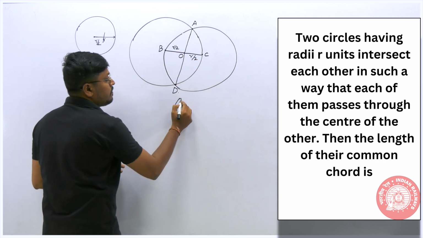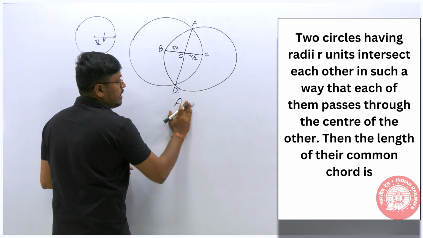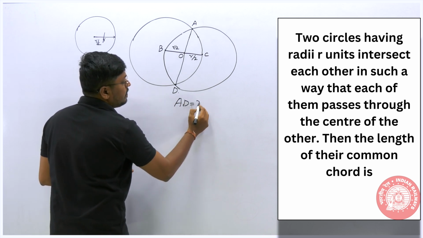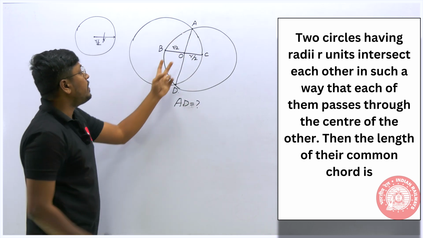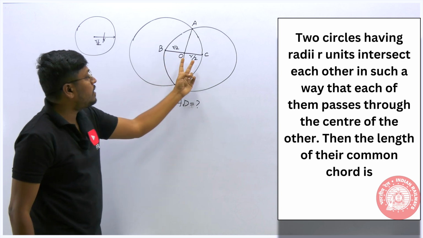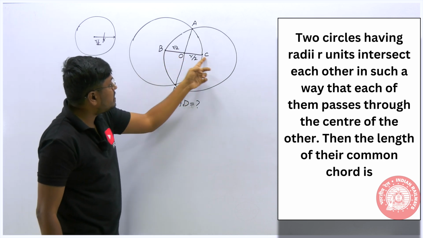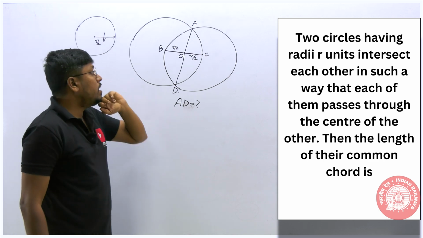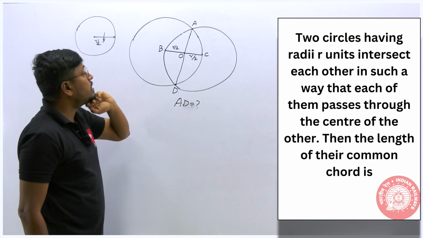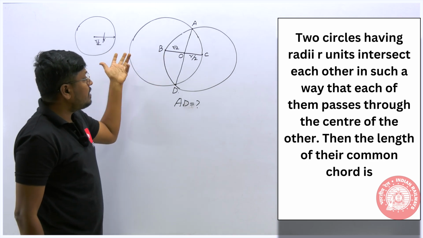So our target is to find the length of AD, right? So we need to find the length of the chord, which is AD. Other than that, we know the radius here, which is r by 2. OB is equal to r by 2, as well as OC is equal to r by 2. We don't know any other value, but we know the radius.